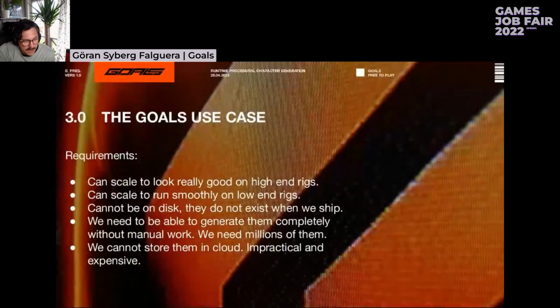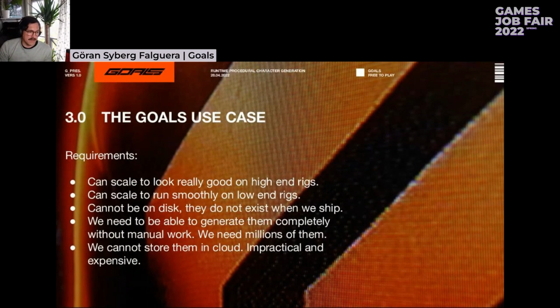because not only do we need to scale the characters, but this is true for every game. It's just about delivering different levels of detail, right? Scaling it up and scaling it down. But we cannot have our characters on disk. And the reason is that we need to create millions of unique, high quality characters. And they don't even exist when we ship. And we need to generate them completely without manual work.